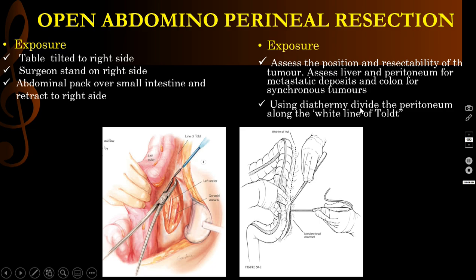Using diathermy, now you can divide the peritoneum along the white line of Toldt, lateral to the descending colon and sigmoid colon. This white line of Toldt, you can start dividing using a cautery. This is what you are seeing here in both the pictures. You have to use the cautery and incise this white line of Toldt.